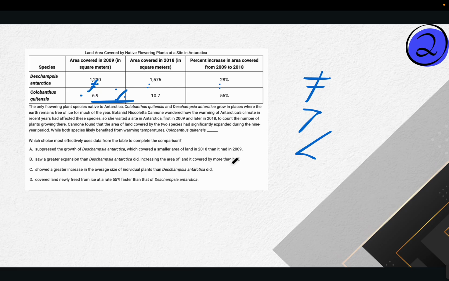So it basically covered, therefore it follows that it was a greater expansion than Deschampsia, and that it increased the area of the land covered by more than half. Because 28% is near to 30%, it's 155. So when we see the answer choices, since they're covered by more than half, we can directly choose answer choice B.